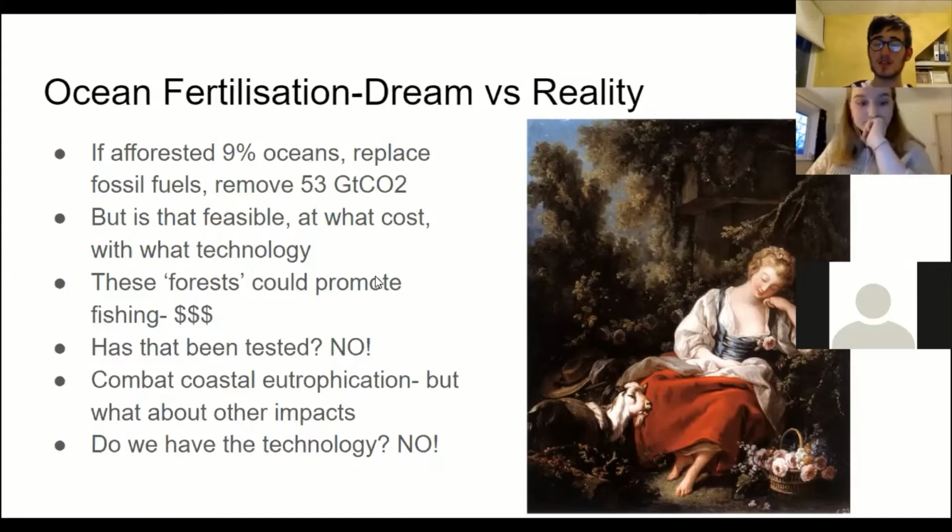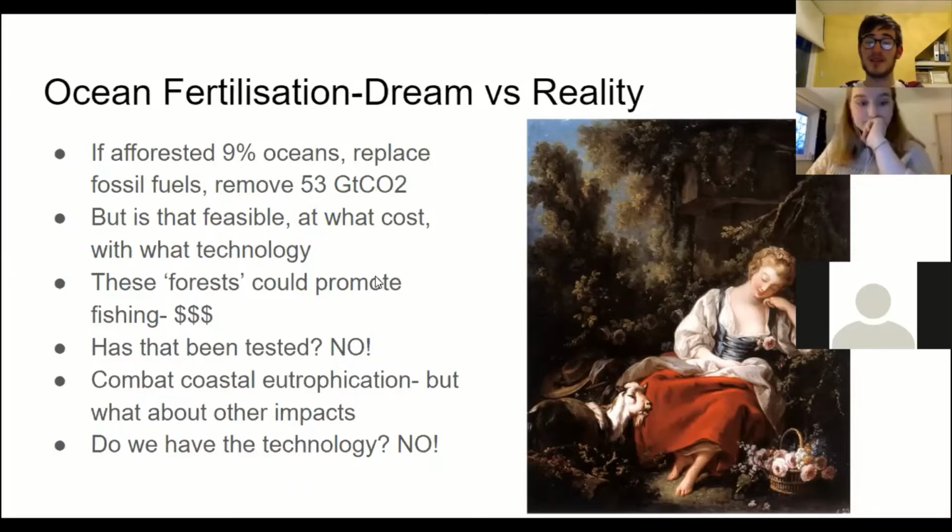Is it feasible to do it? And at what cost can we do it? Also, with what technology could we remove CO2 from the atmosphere? We don't know yet. We don't have a technology yet, so we don't know at what cost it will be, and we don't know if it's feasible. These forests could also potentially promote lots of commercial fishing, money, but again, has that been tested? No. Could it work? Yes.